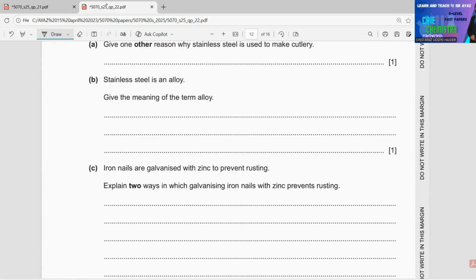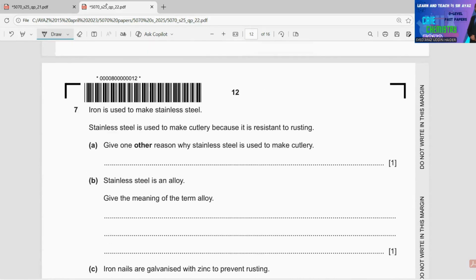Number 7. Iron is used to make stainless steel. Stainless steel is used to make cutlery because it is resistant to rusting. Give one other reason why stainless steel is used to make cutlery. Definitely, it must be hard. This must be the property that keeps it intact, besides resistant to rusting.